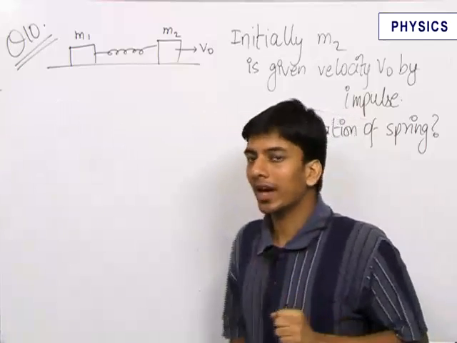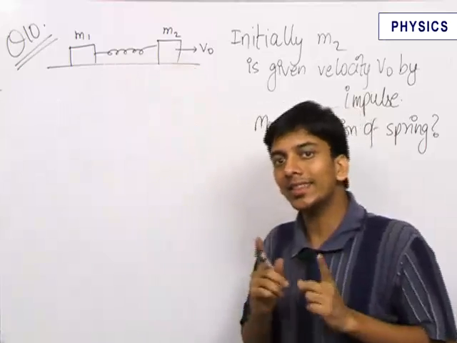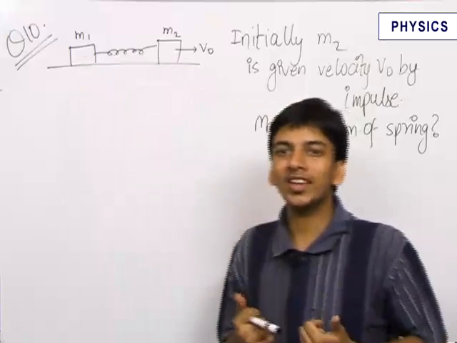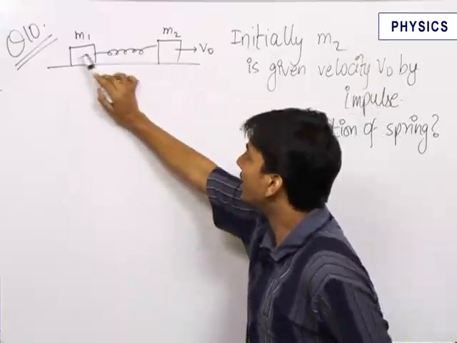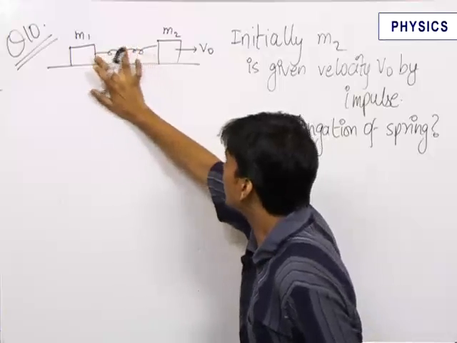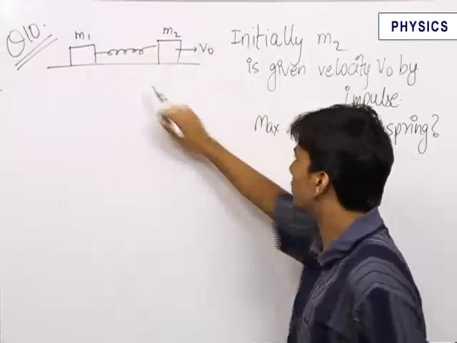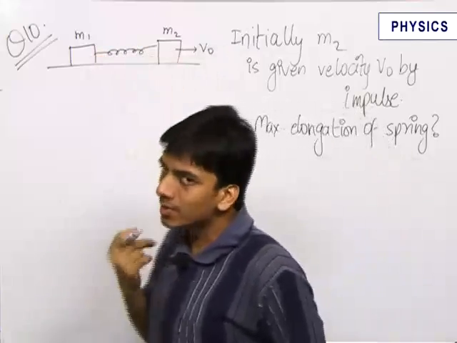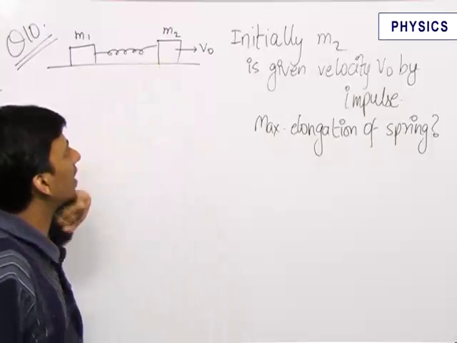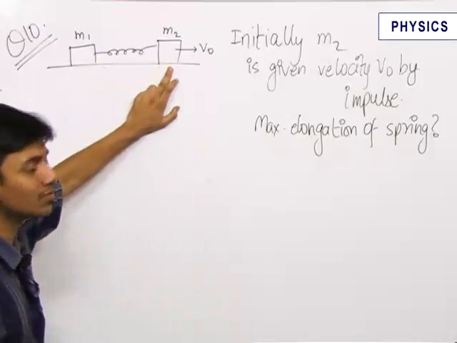Till the point of time when the velocity of m2 is greater than the velocity of m1, till then the distance between m1 and m2 will increase. Till the point where the relative velocity between m1 and m2 is not zero, the distance between m1 and m2 will increase and therefore the elongation in the spring will increase. So the maximum elongation of the spring will occur at the point of time when the relative velocity between m1 and m2 becomes zero. That is, the velocity of m1 and m2 becomes equal.